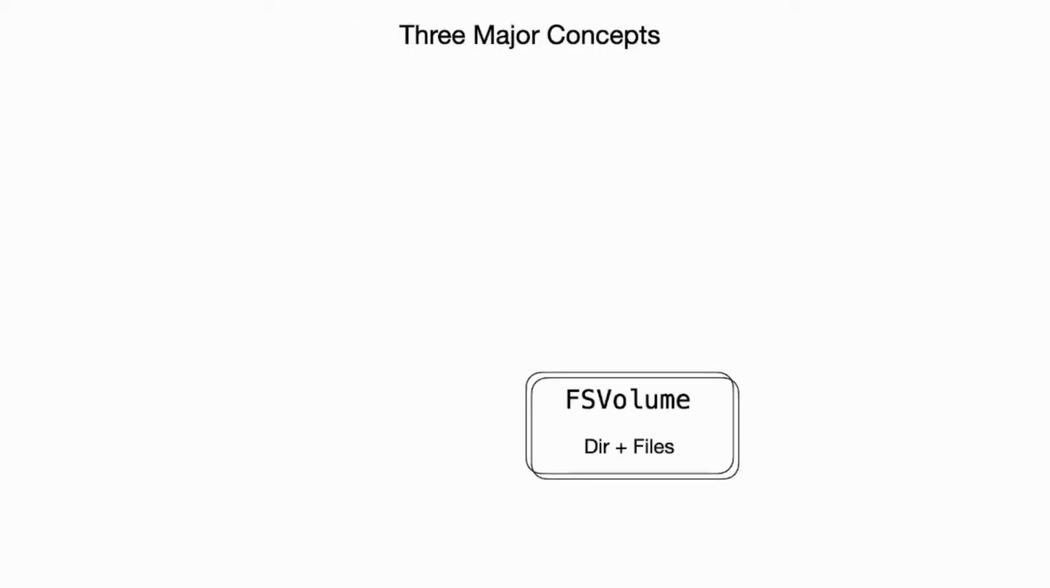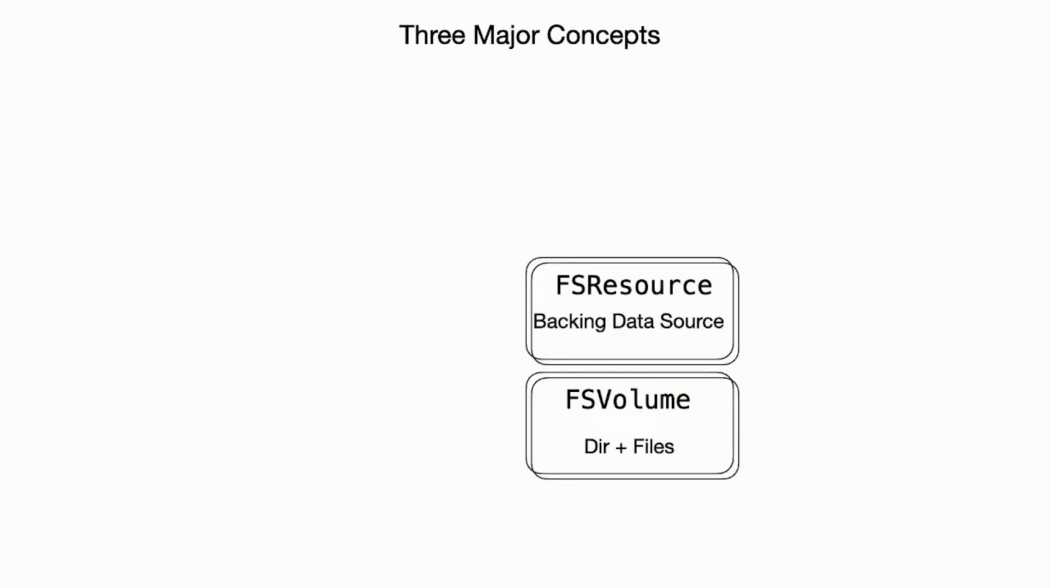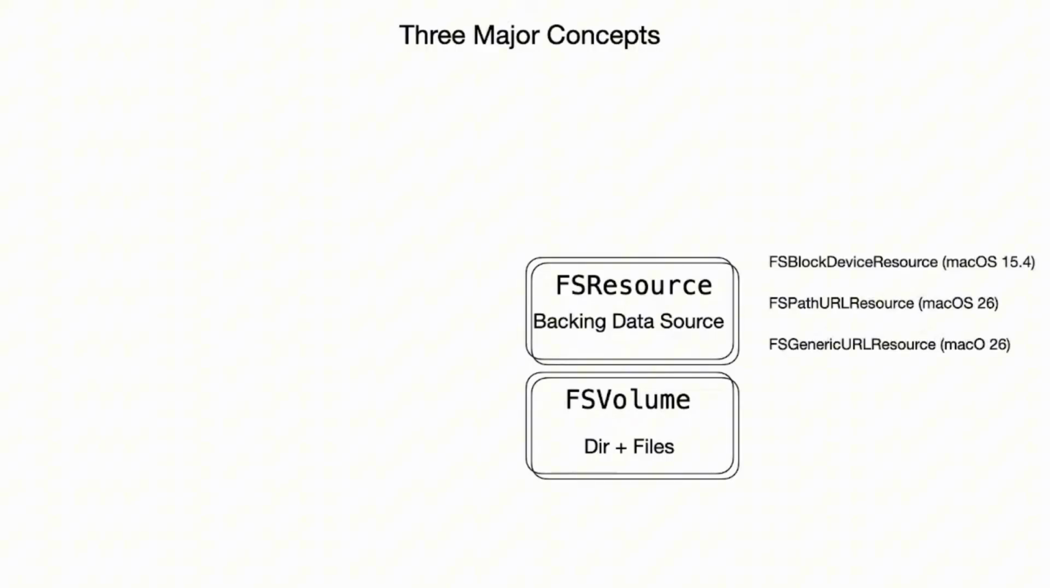There are 3 major concepts here. First, we have the FS volume, which is just a place for your directories and files. Then we have FS resource. This is just a backing data store. So if it's a block resource, that could be /dev/whatever disk. But Apple supports 3 different kinds here. The FS block device resource, but the other 2 are a little bit more interesting: the path URL resource and generic URL resource. They just appeared brand new in Tahoe.